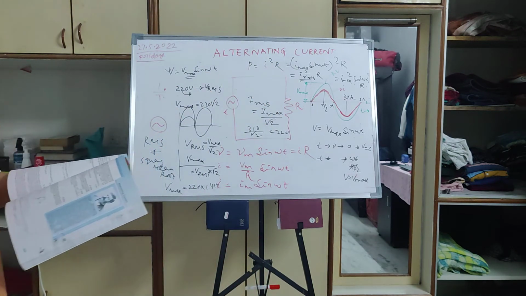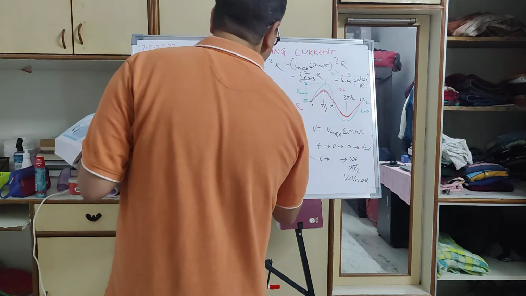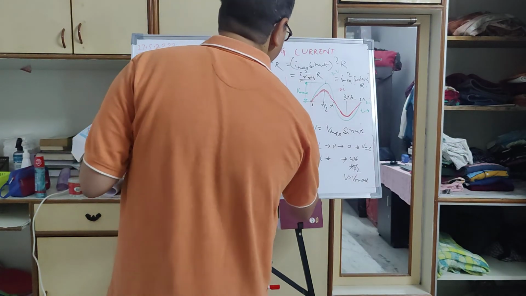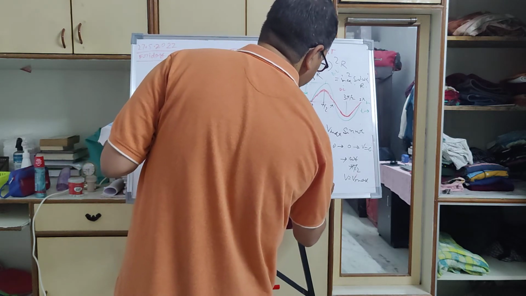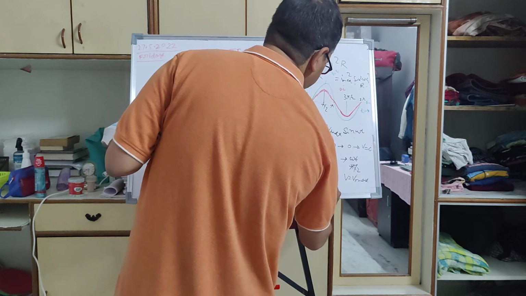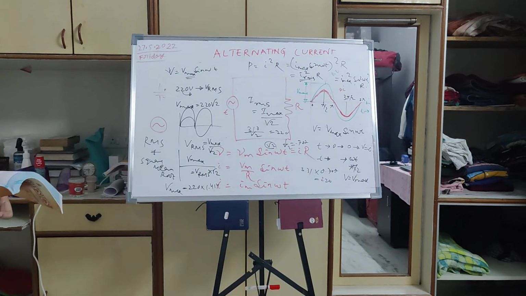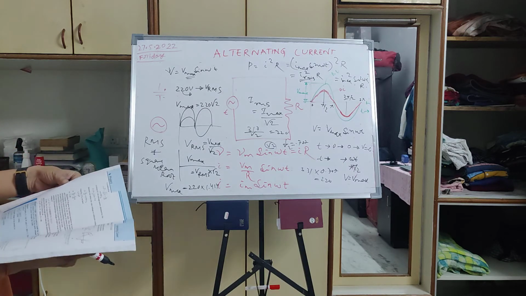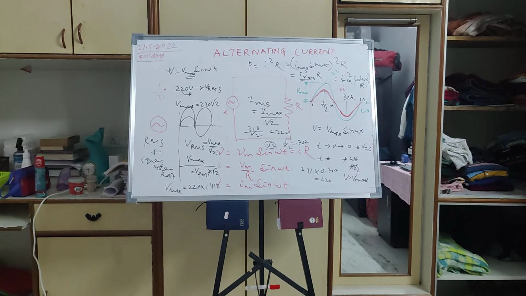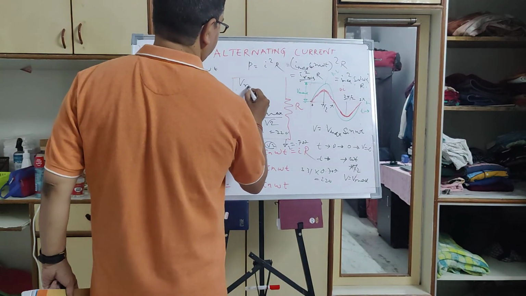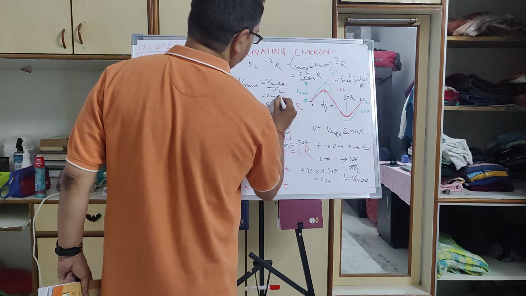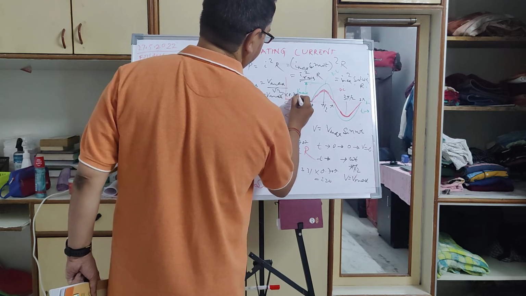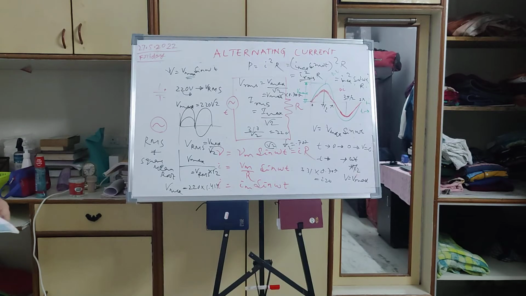Just remember, when you divide by root 2, 1 by root 2 is equal to 0.707. So 311 into 0.707 will be something around 220, right? That is the relationship between RMS and max, which is always important to remember. Similarly for voltage, V RMS is equal to V max divided by root 2, which is V max into 0.707.